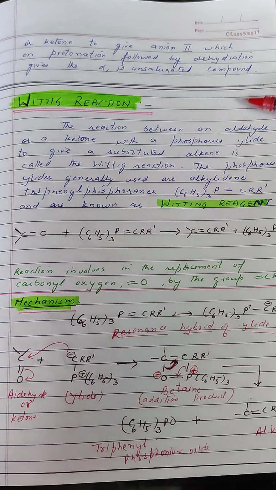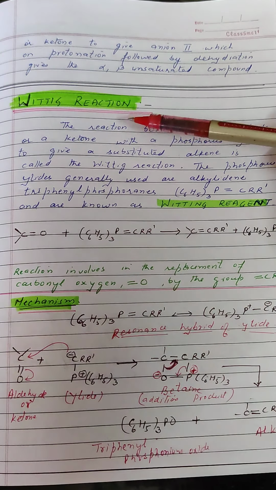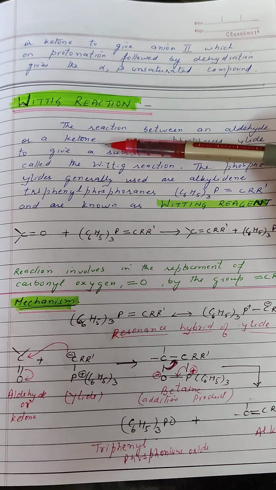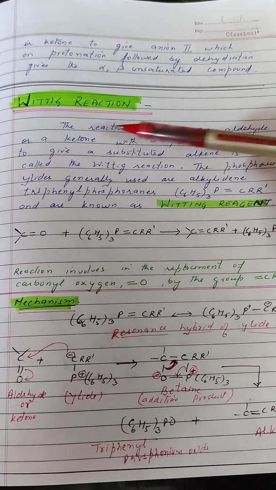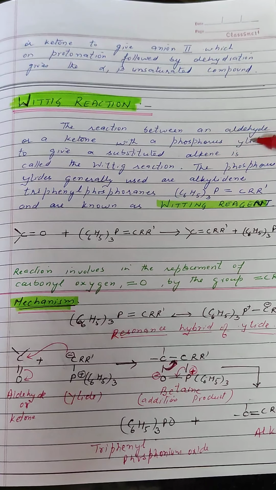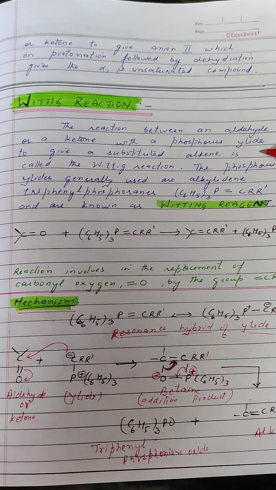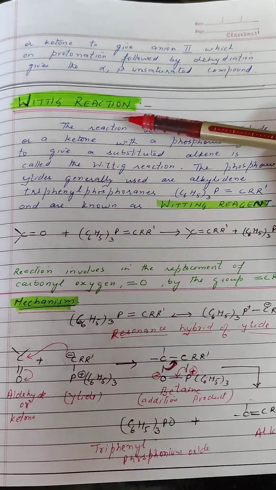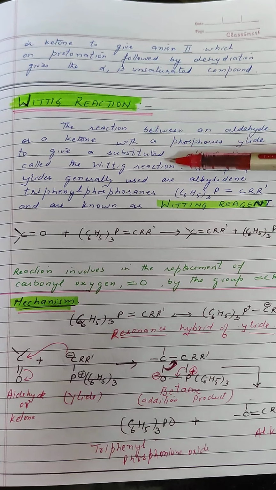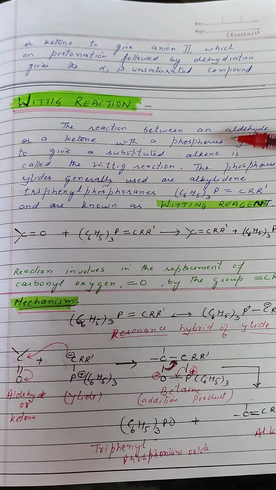The next reaction which we will study today is the Wittig reaction. The Wittig reaction is a reaction between an aldehyde or a ketone with a phosphorus halide to give a substituted alkene. Now here I would like to mention one thing. Scientist Wittig got a Nobel Prize. He is a Nobel Prize winner in chemistry.